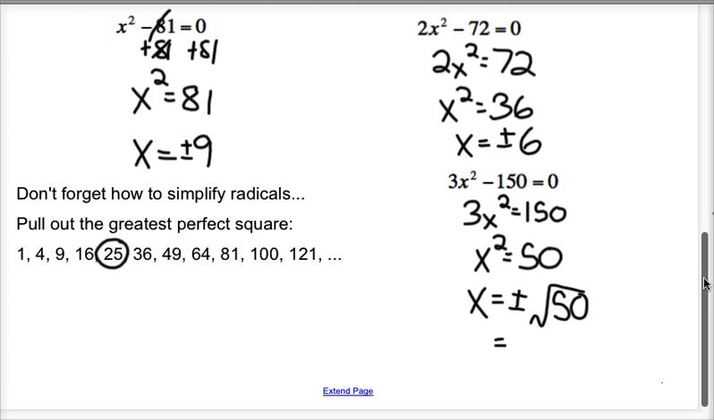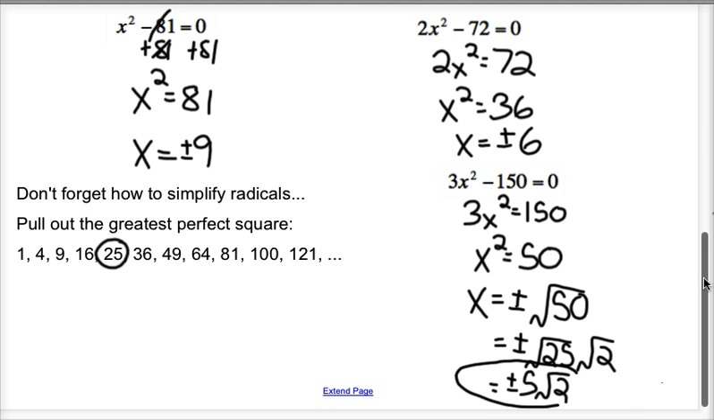Because remember, you can pull it apart. So 50 is 25 times 2. And why did we pull out that perfect square? Well, because the square root of 25 is just 5. So this is our truly simplified answer. So whenever you're getting square roots for these, when you don't get a perfectly nice answer, I do want you looking to see, can the square root simplify at all? So that's how we do what's called solving by square rooting.